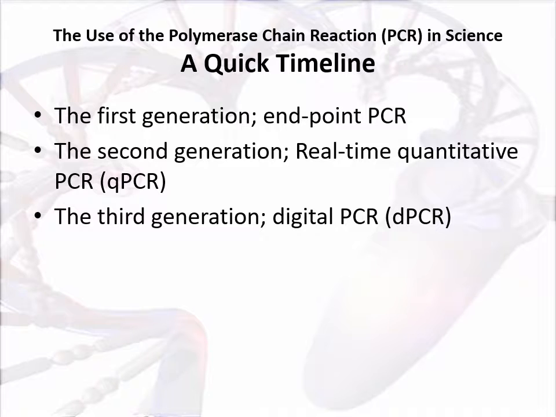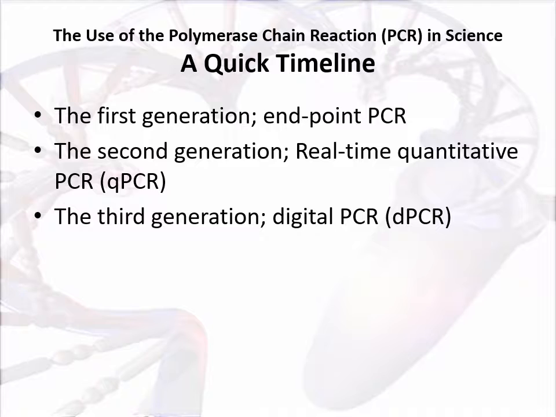The first generation of the polymerase chain reaction was endpoint PCR. This was invented in the 1980s for a widespread multitude of uses, such as medical diagnosis, environmental monitoring, and food safety analysis. Endpoint PCR could only provide relative and qualitative data.